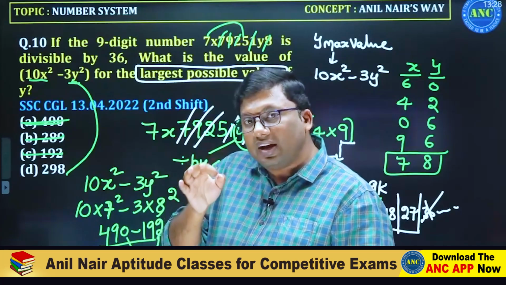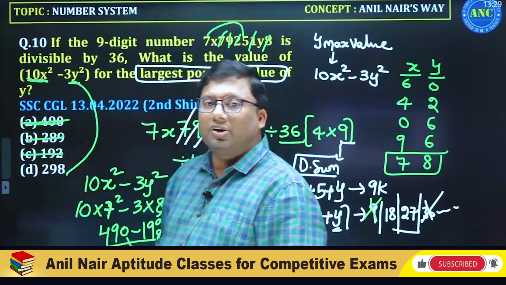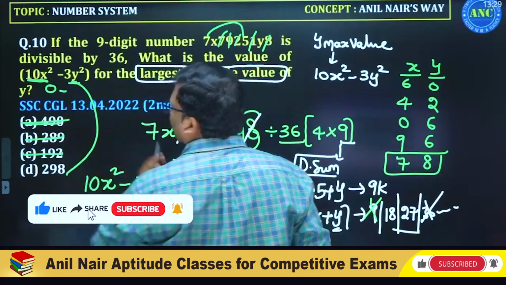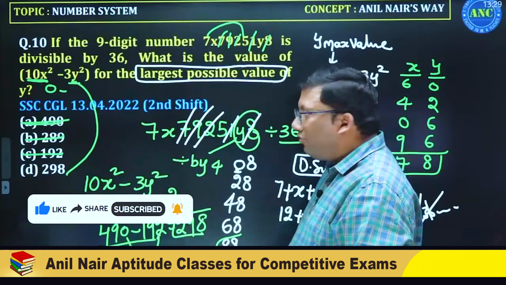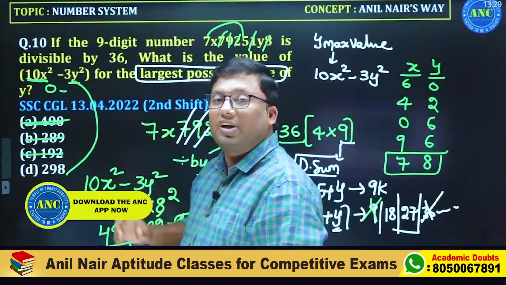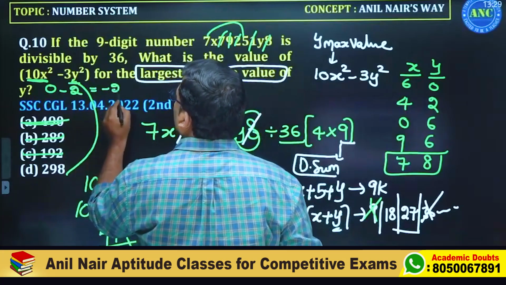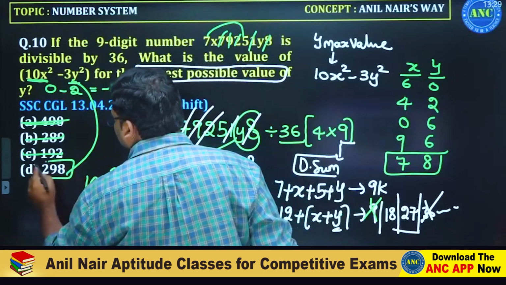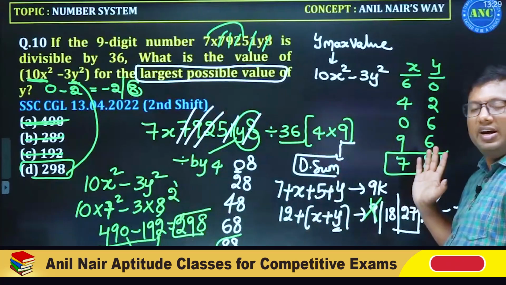I hope the idea it is very much clear. 10 into any number, unit digit will be 0. If y is 8, this will become, right, 64 into 3, 192. 0 minus 2. Negative remainder minus 2. Positive remainder, it is 8. Answer, it has to end with 8. I hope the idea it is clear.